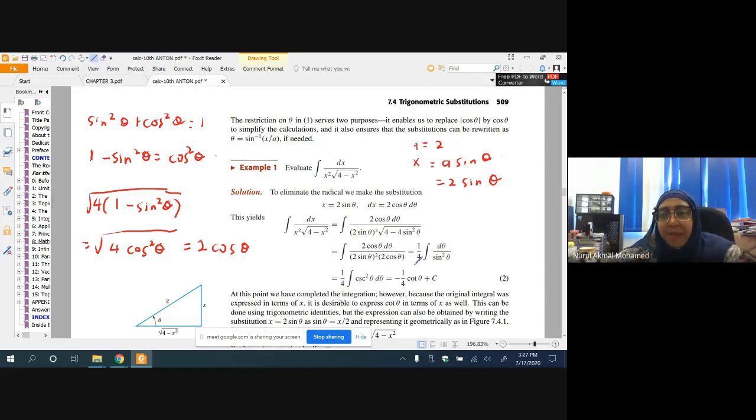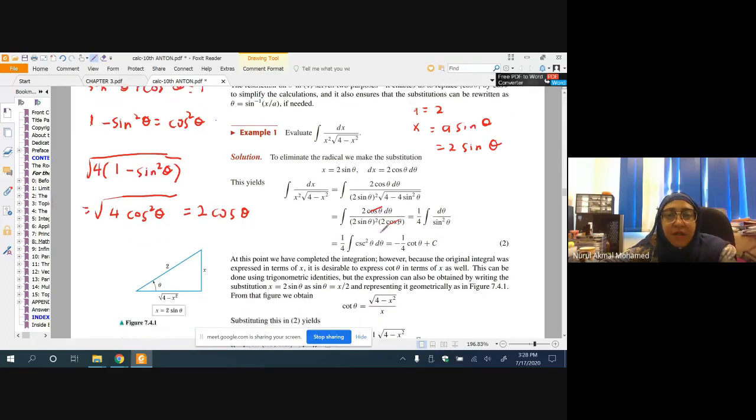From this one, you can cancel out this 2. What is left is sine squared theta. The 1 over 4 is taken out from the integral because it's just a constant. 1 over sine squared is just cosecant squared theta. You integrate cosecant squared, you get cot theta. This is from the table: integration of cosecant squared theta is equal to cot theta.